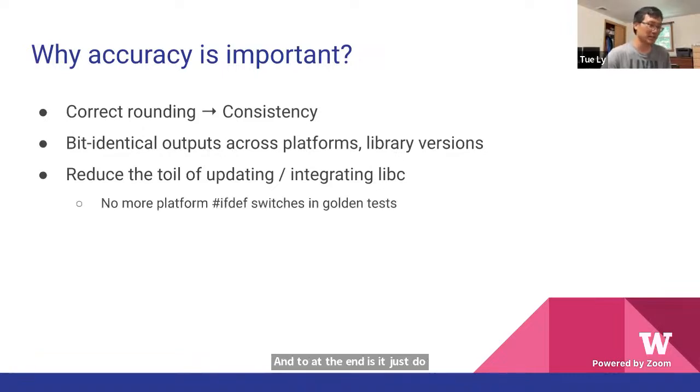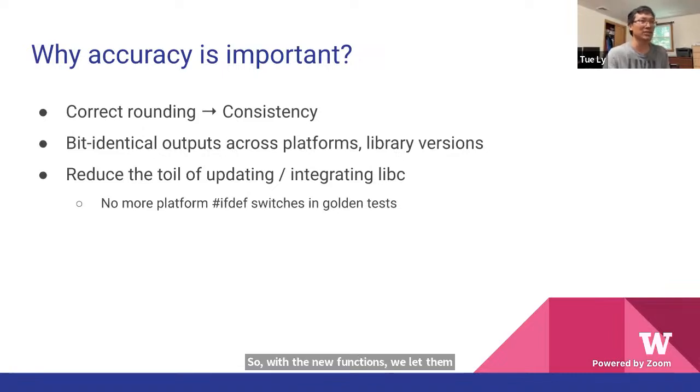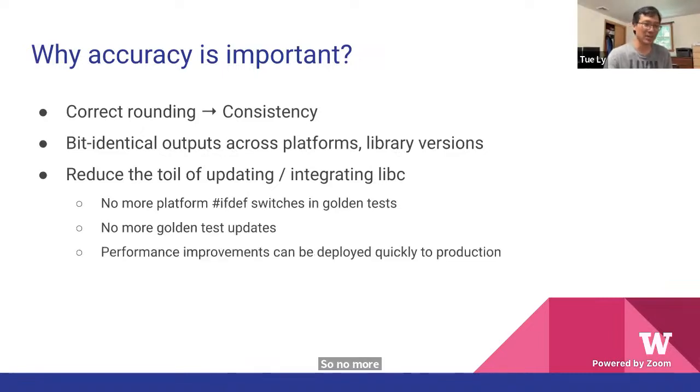With the new correctly rounded functions that we roll out in Google production, we pay the first-time cost for updating those tests when we roll out. But after that, all the iterations are extremely quick and effortless. Also, because the output is identical across platforms, there are no more ifdef switches in the golden tests, and no more updates when we roll them out.